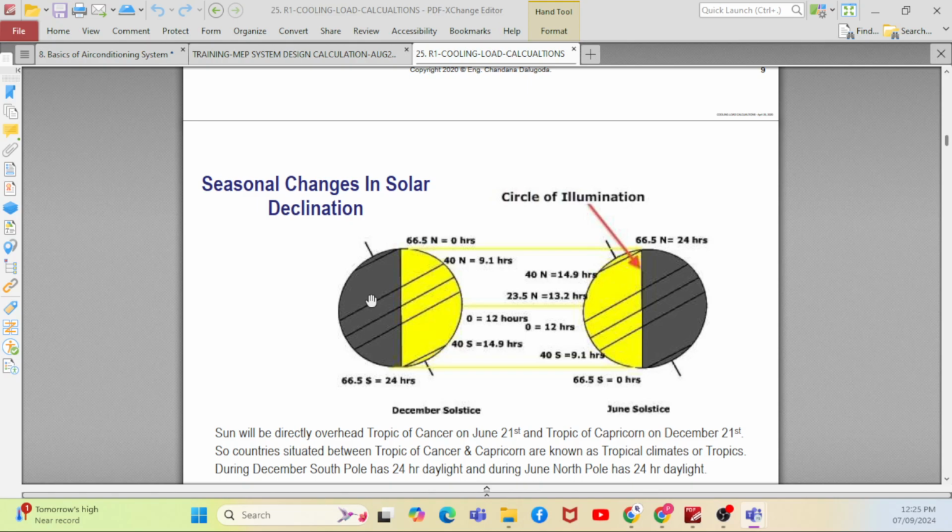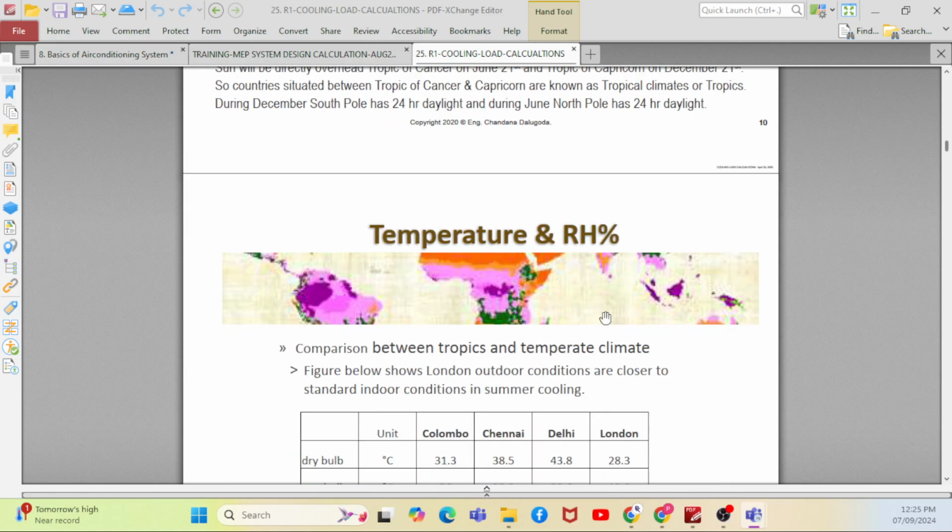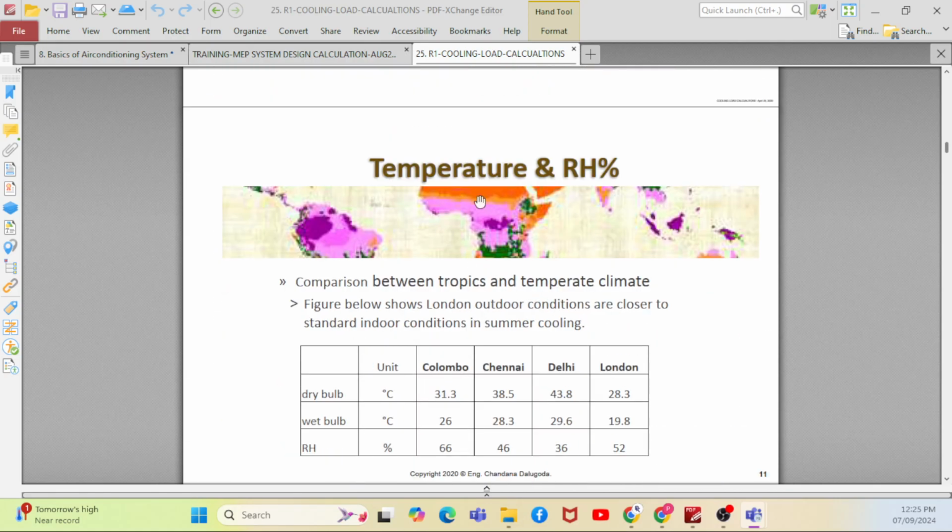You will feel different temperatures in different parts of the world. If you go to India, you have a different temperature. If you go to UAE, you have a different temperature. If you go to Europe, you have a different temperature. So you can identify temperature and relative humidity in different parts of the world. You have different conditions, right? Different dry bulb, different wet bulb, different RH in different parts of the world.